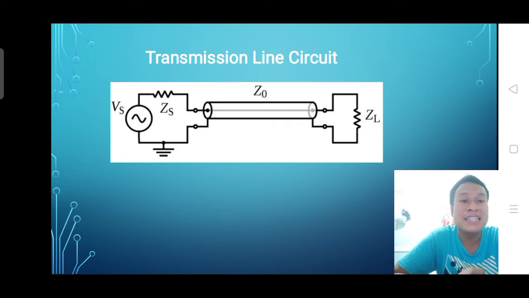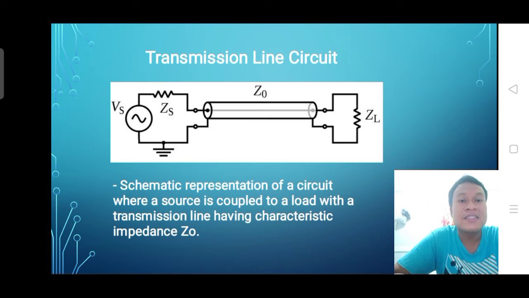So here is the transmission line circuit. This is a schematic representation of a circuit where a source is coupled to a load with a transmission line having characteristic impedance, ZO.